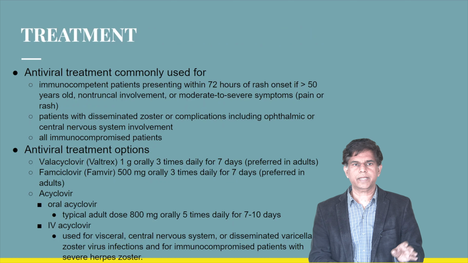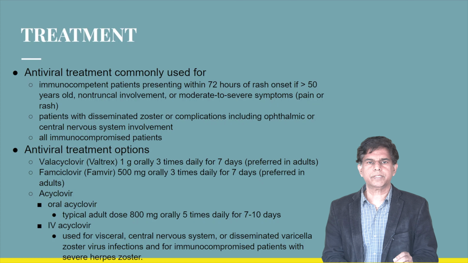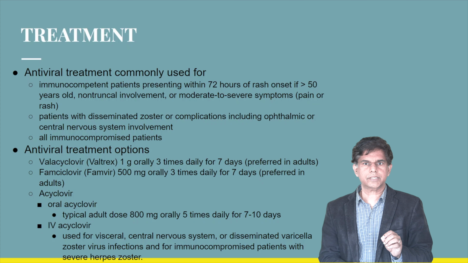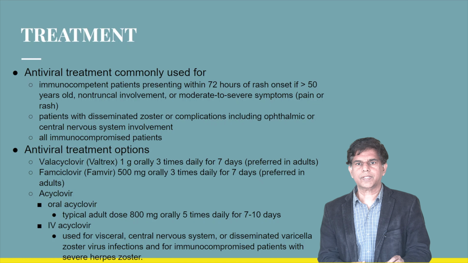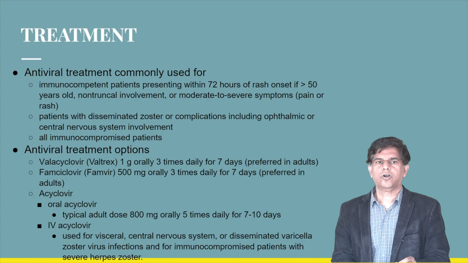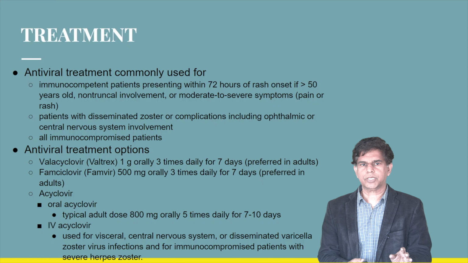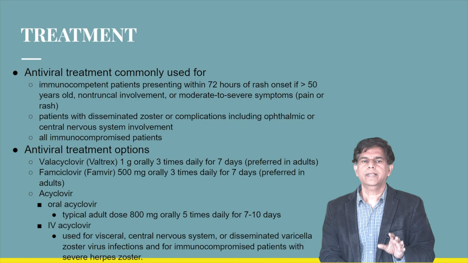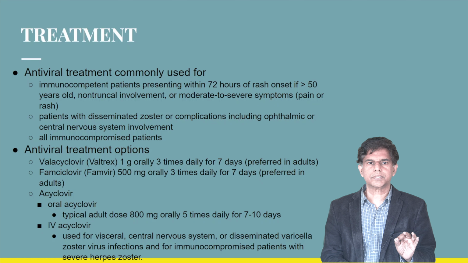When you talk about treatment, antiviral therapy is commonly used. You need to give antiviral treatment if the patient is immunocompetent and presenting within 72 hours of rash onset, is greater than 50 years old, has non-truncal involvement or moderate to severe symptoms, has disseminated zoster or complications including ophthalmic or central nervous system involvement, and in all immunocompromised patients. You can use valacyclovir, acyclovir, or famciclovir. The doses are given right here. If the patient is admitted to hospital with CNS involvement, IV acyclovir is obviously available.